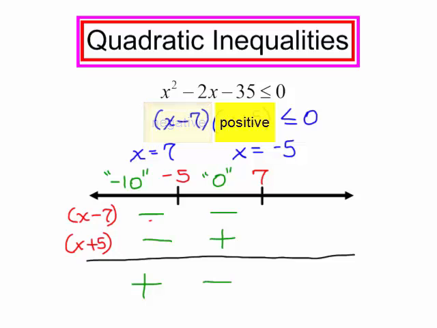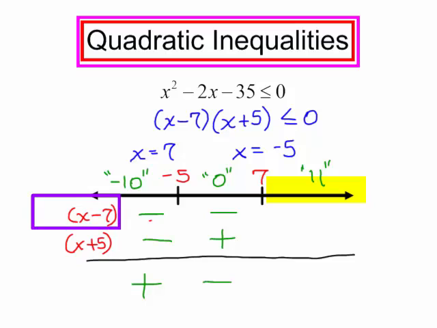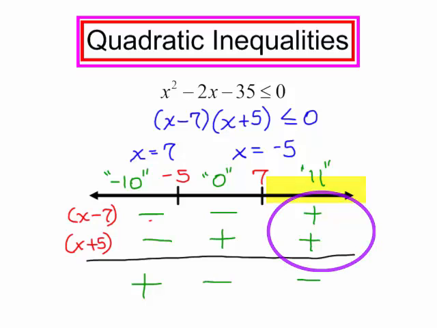The last interval from 7 to infinity. Pick any number. Oh, let's try 11. If I plug in 11, in my first binomial, 11 minus 7 will give me a positive number. 11 plus 5 would give me a positive number. And a positive times a positive is a positive.